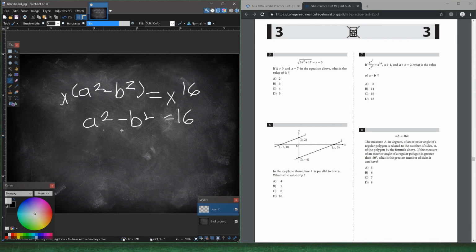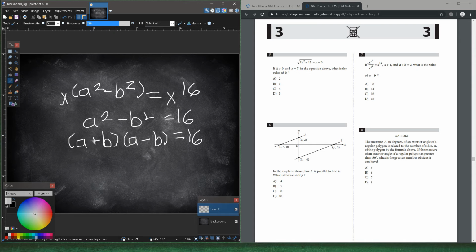So you've probably seen this before. If this is subtracting, and there are two terms and they're both squared, it's always going to factor into something like this: a plus b times a minus b, which is equal to 16. Which makes sense because that makes a squared, negative ab, positive ab. So negative ab and positive ab cancel out to make 0, and b times negative b is negative b squared. So this is equivalent to this.